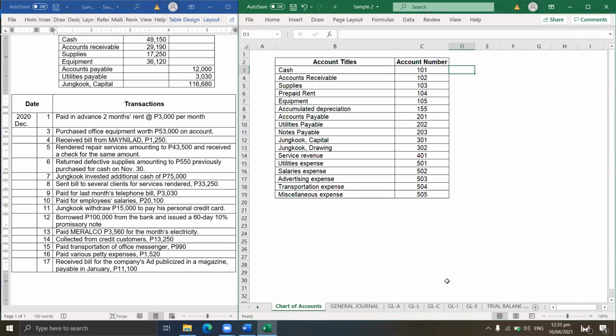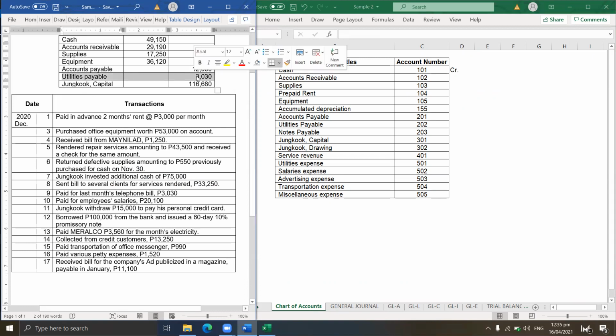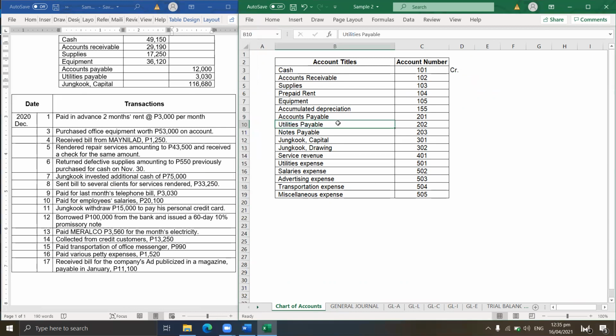So decrease in cash and asset will be represented by a credit, di ba? But ano ba yung binabayaran natin? Last month. So kung last month yan, that is actually referring to the previous month na utilities payables. Tignan nyo ha, parehas 3,030. So, ang ating kapartner sa entry will be a decrease in utilities payable. So any decrease in utilities payable, since that's a liability, will be journalized under the debit side. Okay? So our entry mamaya would be debit utilities payable and credit cash.